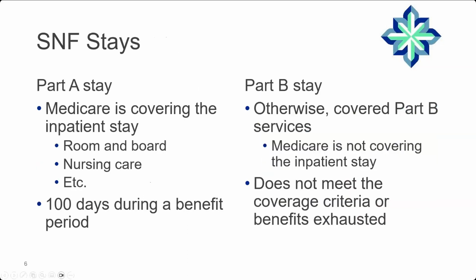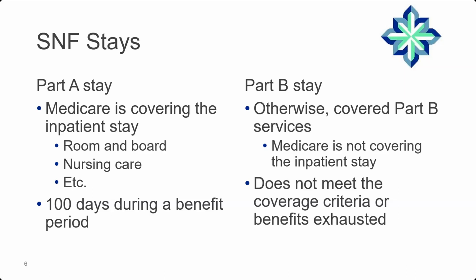So there are 2 types of stays that you have to be aware of when you're talking about skilled nursing facility. The first is what Medicare refers to as a Part A stay. This means that Medicare is covering the inpatient stay, room and board, nursing care, etc. For each benefit period, I'll define that in just a moment, Medicare pays 100 days or considers 100 days. There is also what is called a Part B stay.